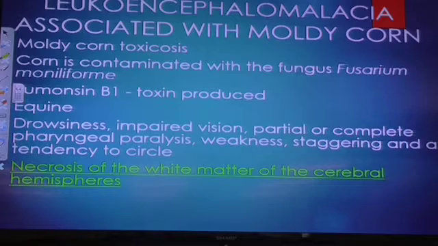Now, with this disease, you see typical CNS signs. You may see blindness, you may see ataxia, that, again, is non-specific. But what's important is that when you look at the sections of the brain, instead of the gray matter being affected, it's going to be the white matter that's affected.